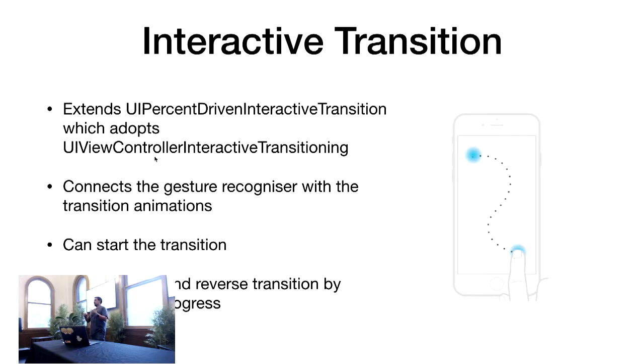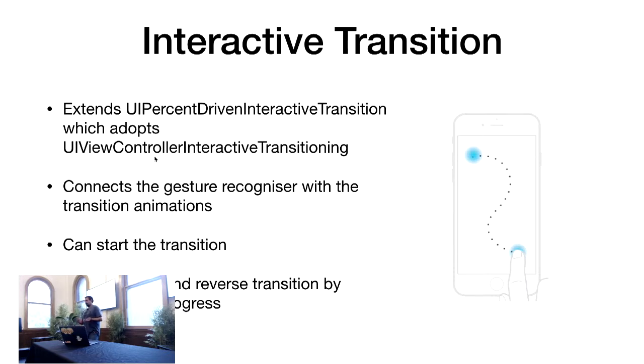And as I was saying, you can connect the gesture recognizer with this class, and you can calculate the progress depending on how much you've moved, and then UIKit can progress or reverse the transition. And of course, we need to have something that is able to detect if you have started a transition and needs to call the dismiss on the presented view controller.